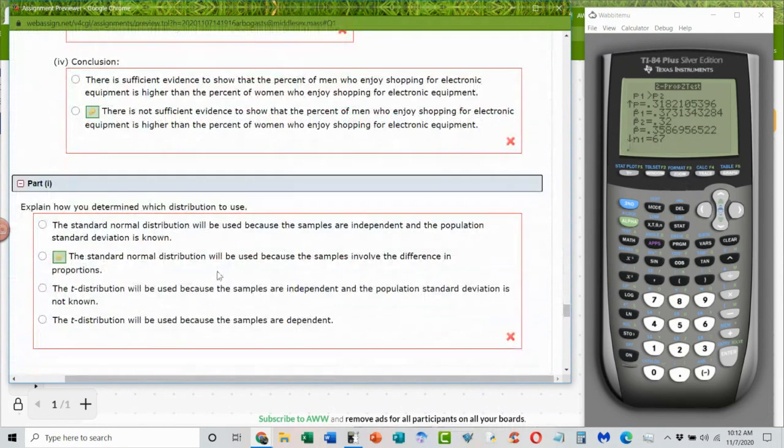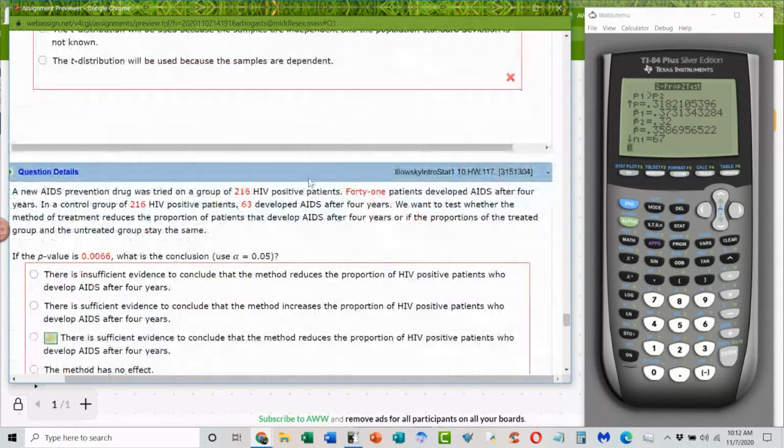And then why did we do the thing we did? Because we have two proportions. So we use a normal distribution because proportions. We always use a normal distribution.